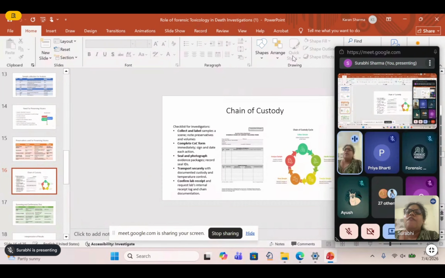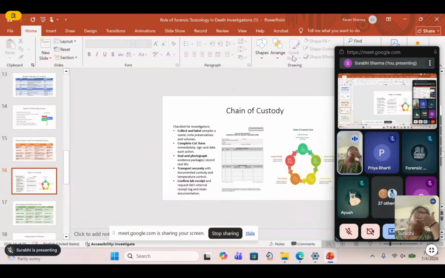Then we have the complete chain of custody form. I have also added an example of a format in which we fill in all the details like the date, the time, the temperature, who was the investigating officer, and who was the first responding officer. All these details are filled in the particular COC form. Then we have seal and photograph of evidences, packages, records, seal IDs, etc. Then we have to transport it securely with documented custody and temperature control and confirmed lab receipt.